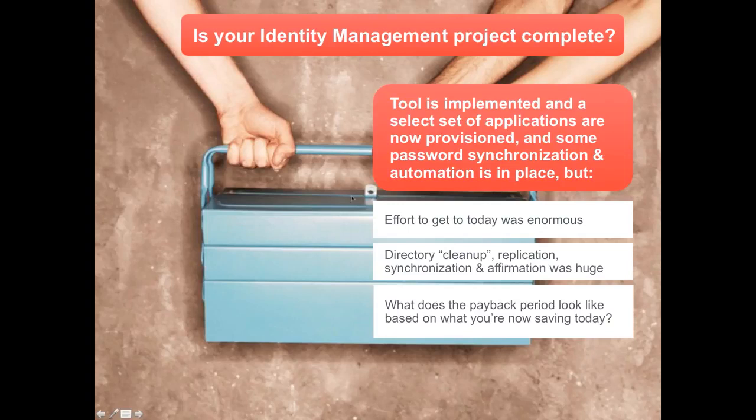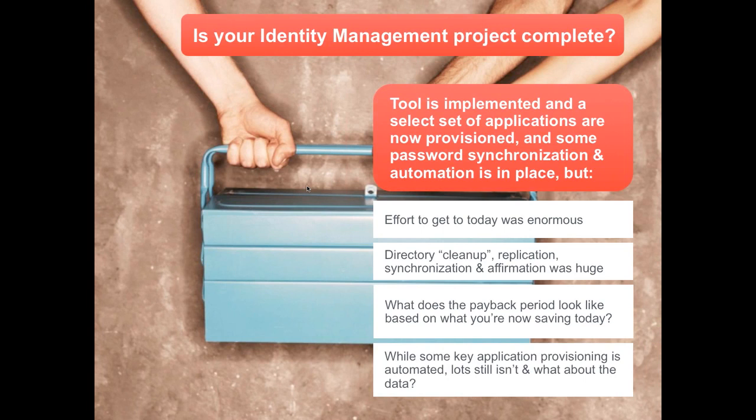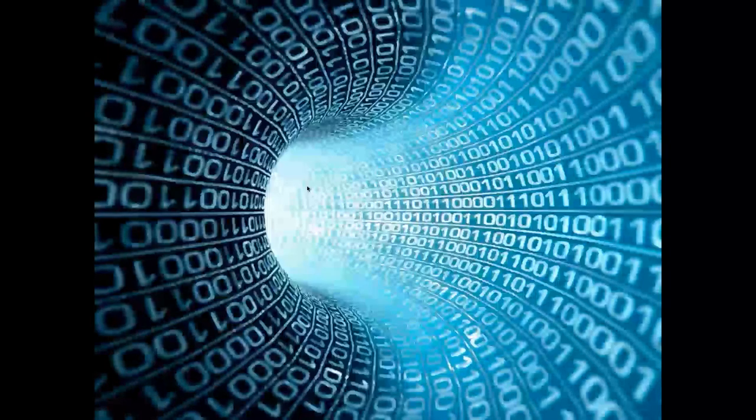So when you want to look for payback period, from a user's perspective, they don't see a lot of the payback themselves. Yes, they get access to the resources quicker, and that's something they would expect. Their passwords are cleared. They get access to their applications, but where does it help them on the bottom line? So key applications are provisioned and automated, but there's still a lot of things to worry about from the data perspective, especially if your data has been in hand for quite a while.